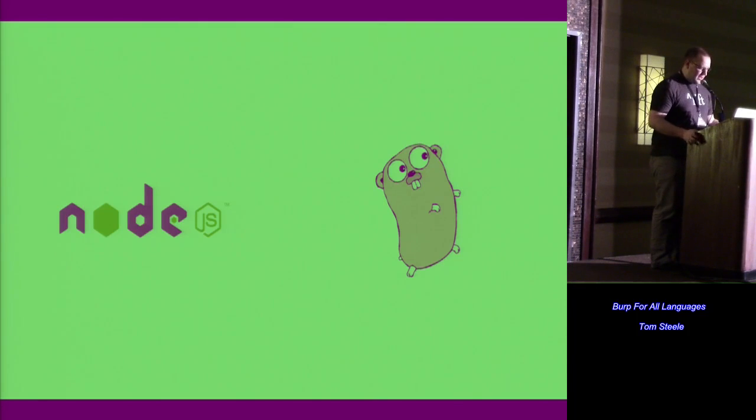So me personally, I like to write a lot of Node, because that's what we use at Lift and the parent company. So we use Node.js for just about everything. But I also like Go, which is a newer language. It's kind of awesome. So basically, what I wanted to do is be able to write Burp plugins in both of these languages, as well as other languages, and write them faster.